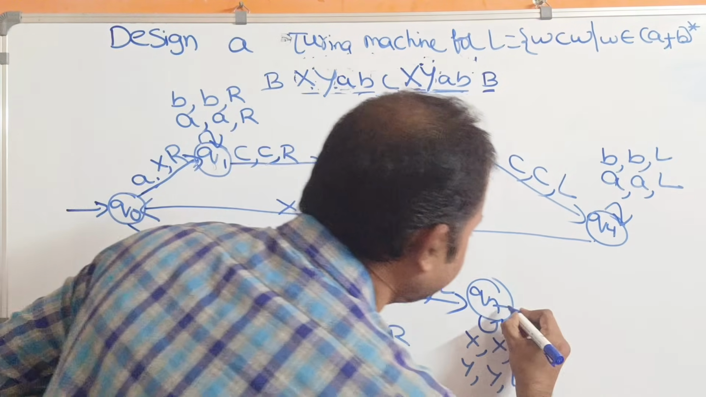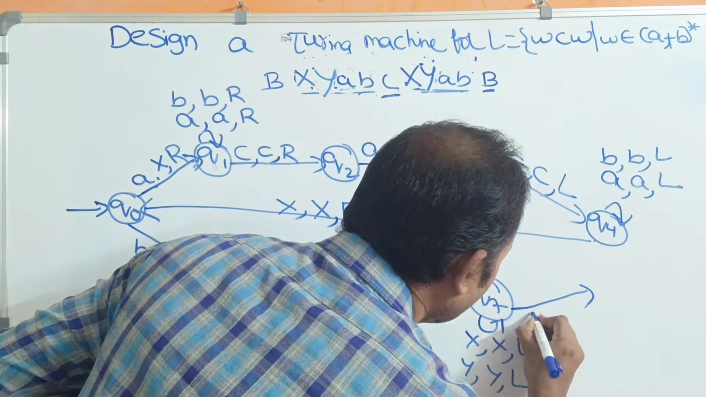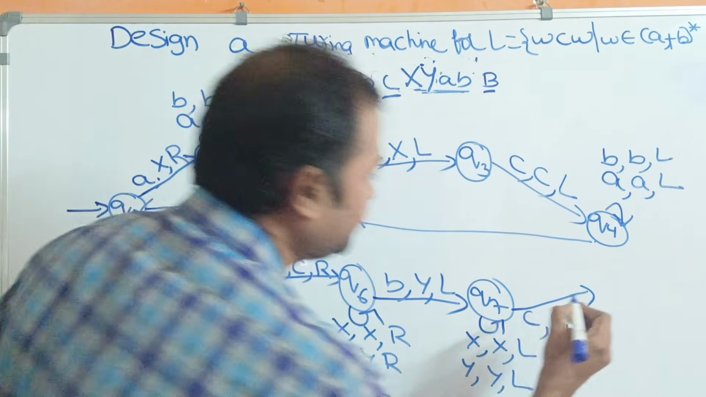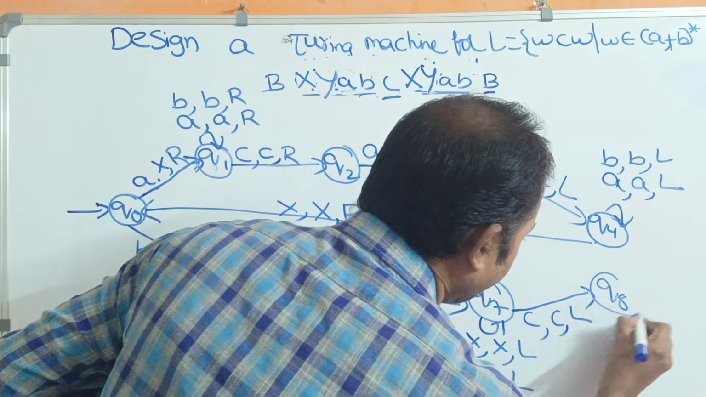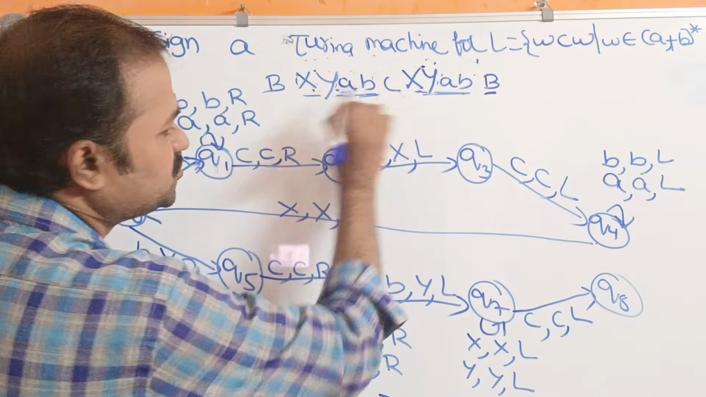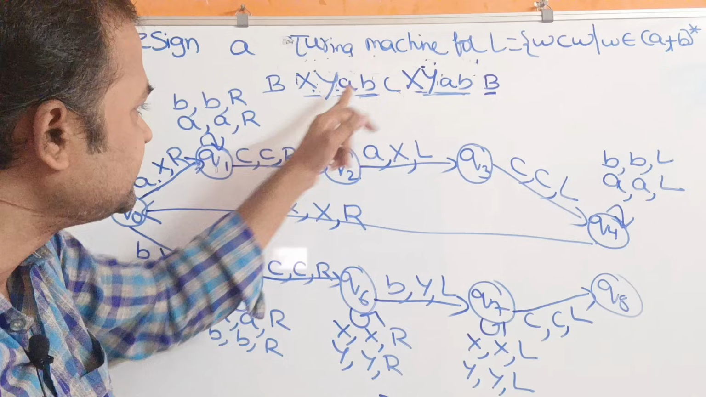So now we are at C. On Q7, if we read C, keep it as C only, but move the head towards the left. So now the state is Q8. Keep it as C only, but move the head towards the left. So now we are at B, this character.